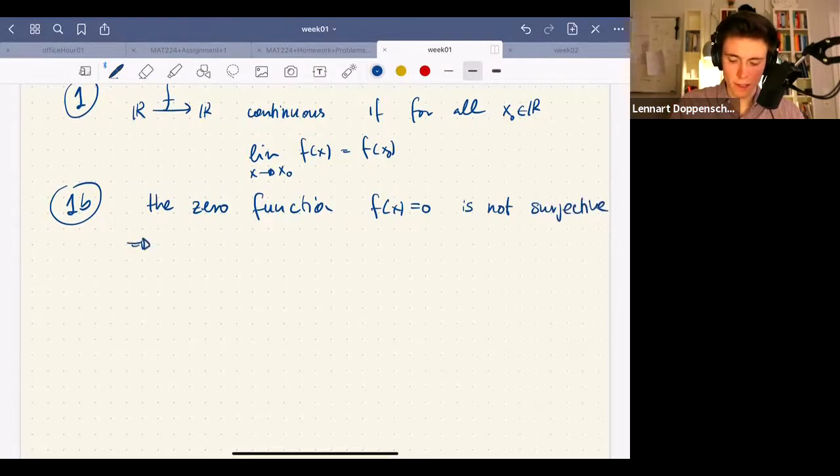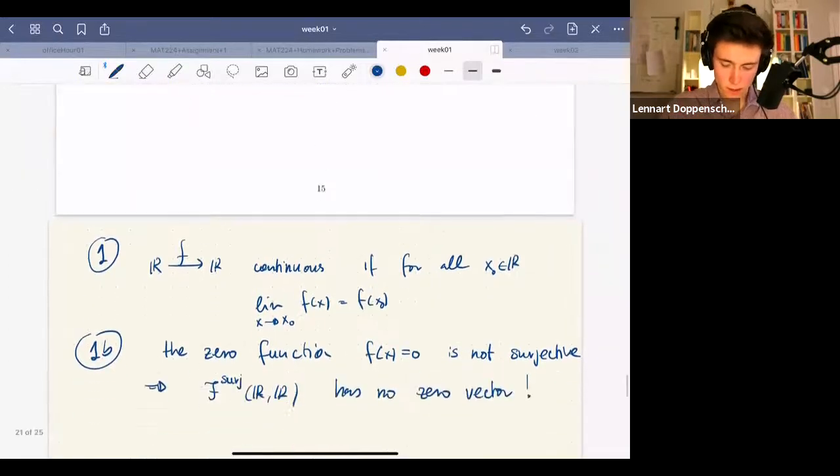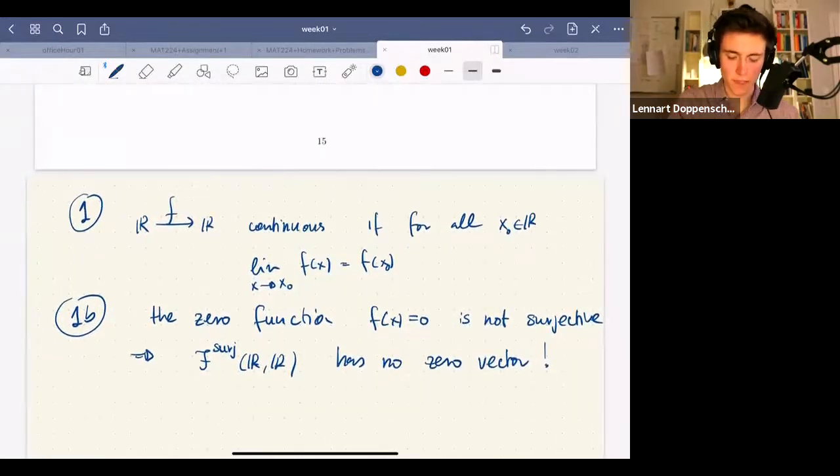So this implies that, what do I call this? Maybe just F surjective, R to R. This is not standard notation, so don't quote me on this. But this has no zero vector. Okay, any questions about this? So I kind of skipped the first one, but the second one is just as good of an example.